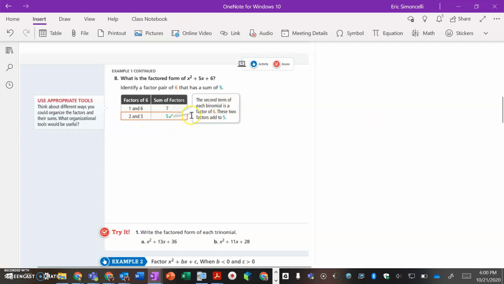Those are the two factors that we will be using. The second term of each binomial is a factor of 6. These two factors add to 5. Again, 2 plus 3 is 5, and 2 times 3 is 6. If you factor using algebra tiles, which we've done in the past, the correct factor pair will form a rectangle: x plus 3 and x plus 2. In other words, take the value, plug it into a binomial, x plus 2, and with 3, the same thing, x plus 3.